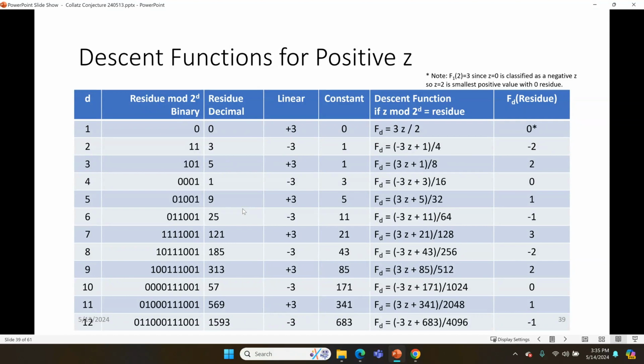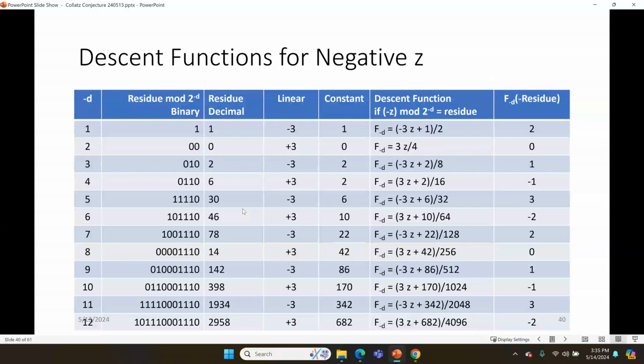So you see each subsequent descent function catches half of the residues of the previous descent function, so that ultimately, if you had all of the descent functions, you would capture every positive Z value.